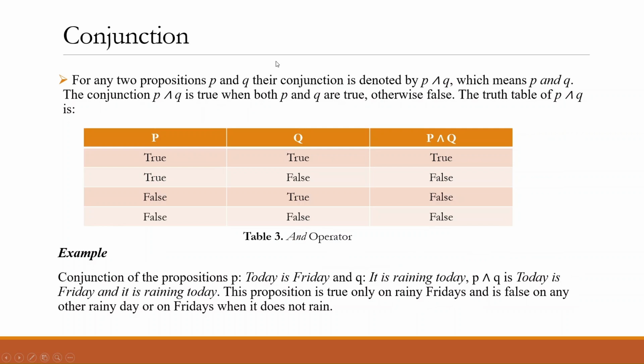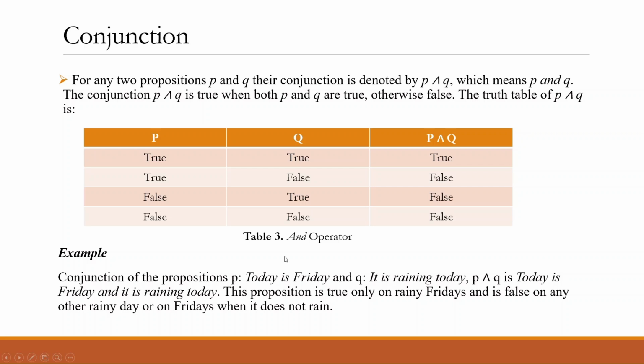Okay, now conjunction. For any two propositions P and Q, their conjunction is denoted by P ∧ Q, which means P and Q. The conjunction P and Q is true when both P and Q are true, otherwise it is false. The truth table of P and Q is the following.